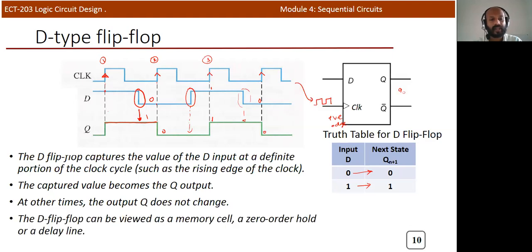So we can consider a D flip-flop as a memory cell or a zero delay line, because you can see that this will maintain its value for a clock duration, and if you are not applying any clock, it will continue in this stage.